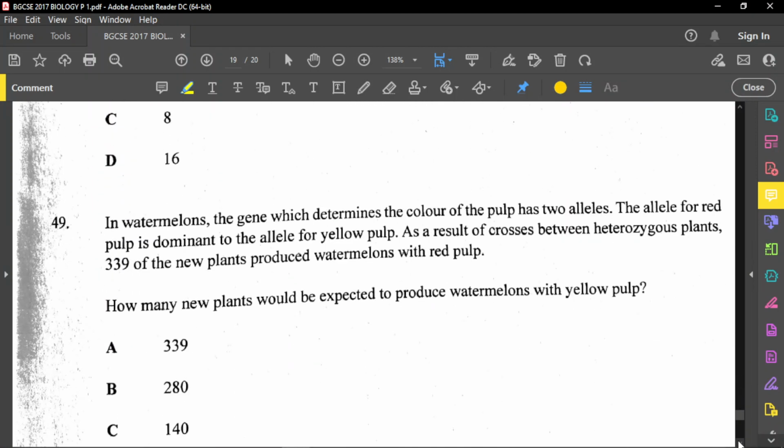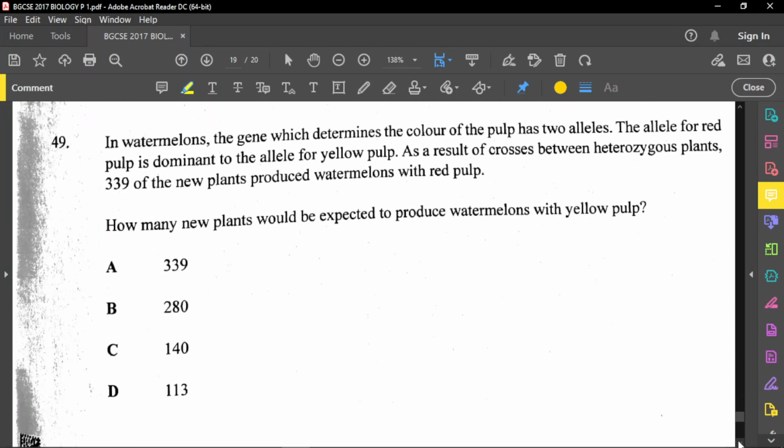All right, so 49. This is a long question. In watermelons, the gene which determines the color of the pulp has 2 alleles. The allele for red pulp is dominant. So let me just put R right there. All right, just say that's red pulp, R. The dominant R. All right. And then the allele for yellow pulp. So yellow is recessive. So put small r. Don't put a Y. You must use the same letters for alleles, right?